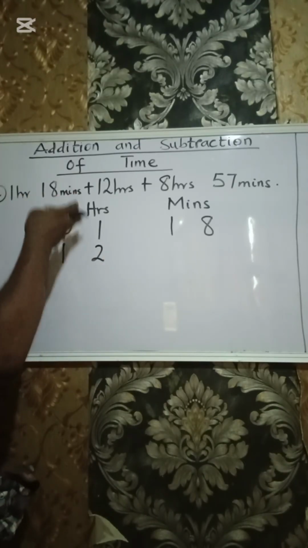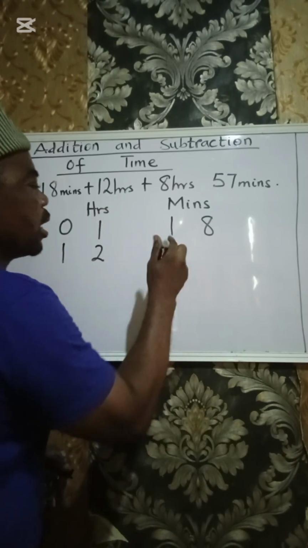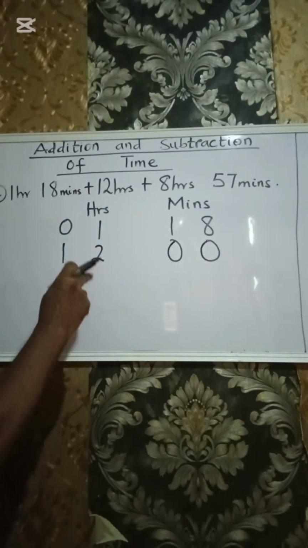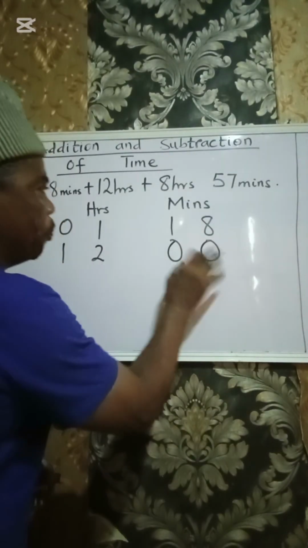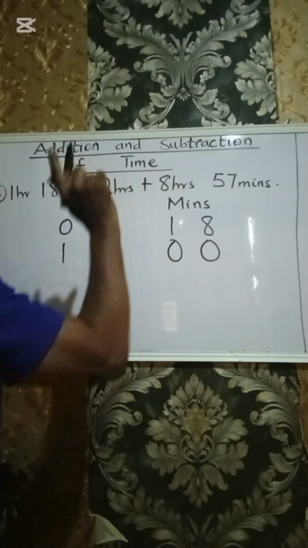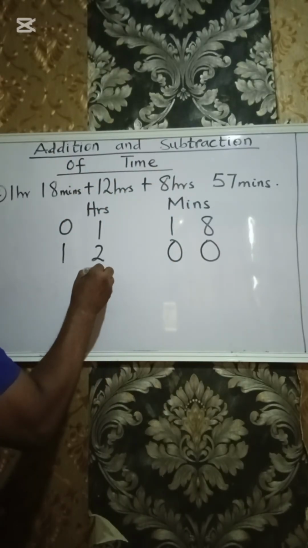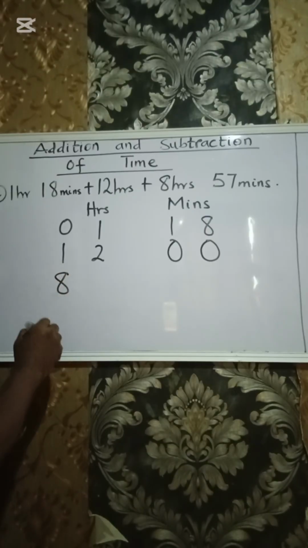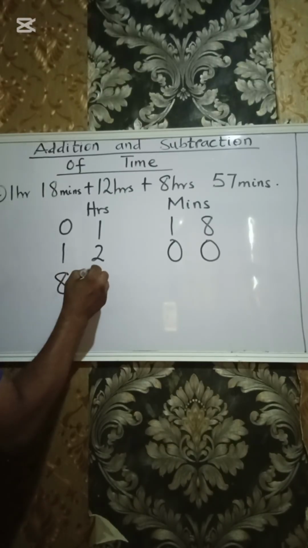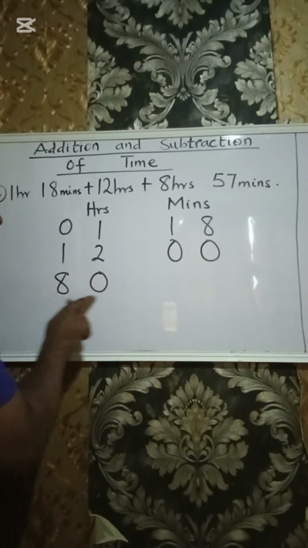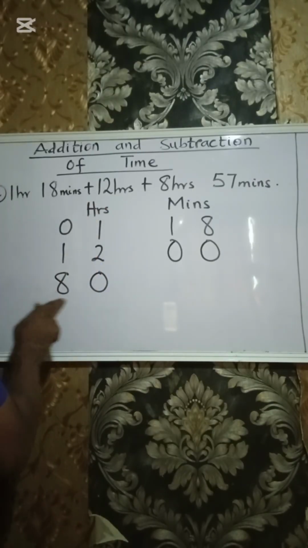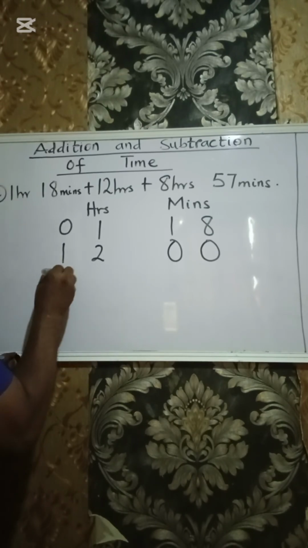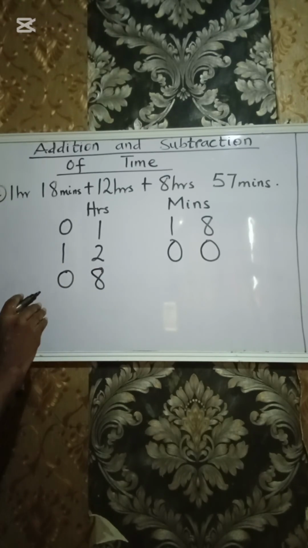So let us be very careful. And that is no hour. So we have to put something here to avoid mistakes. Now, this is 12 hours, no minutes, plus 8 hours. Our 8 is going to be here. If I should mistakenly put my 8 here, I will be tempted to put 0 here. Then it becomes 80 hours. Be very careful. So I am going to say 08 is still the same thing as 8.